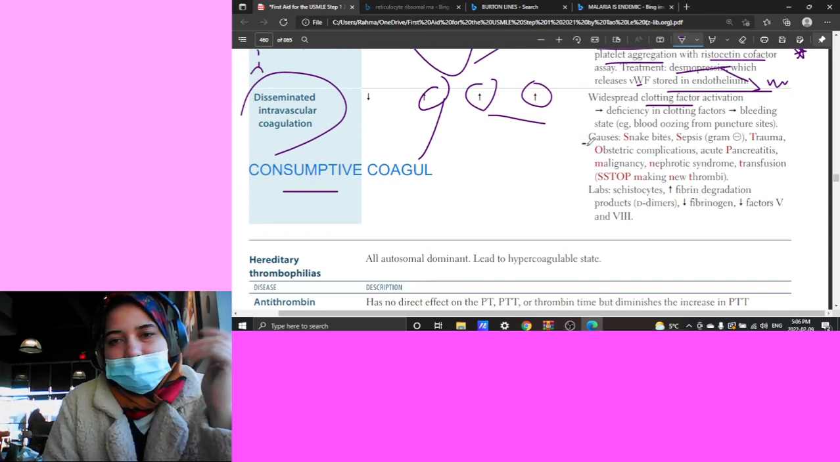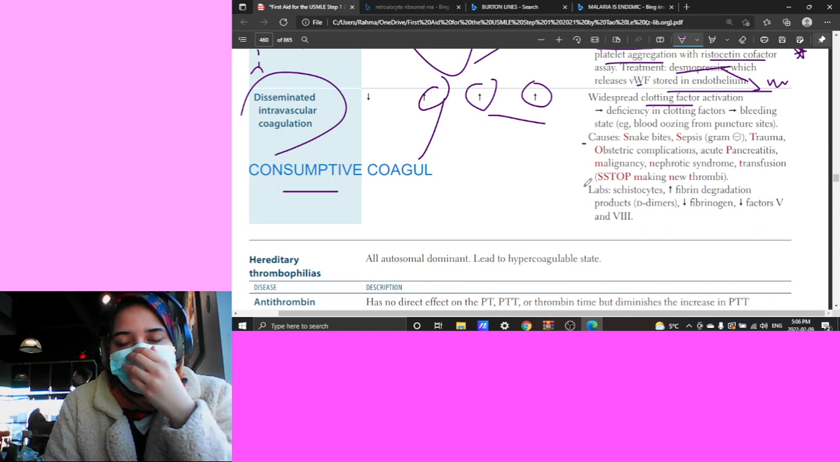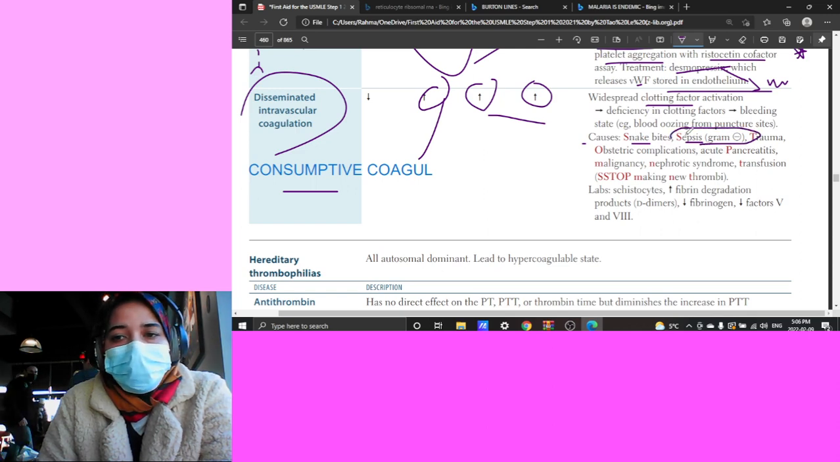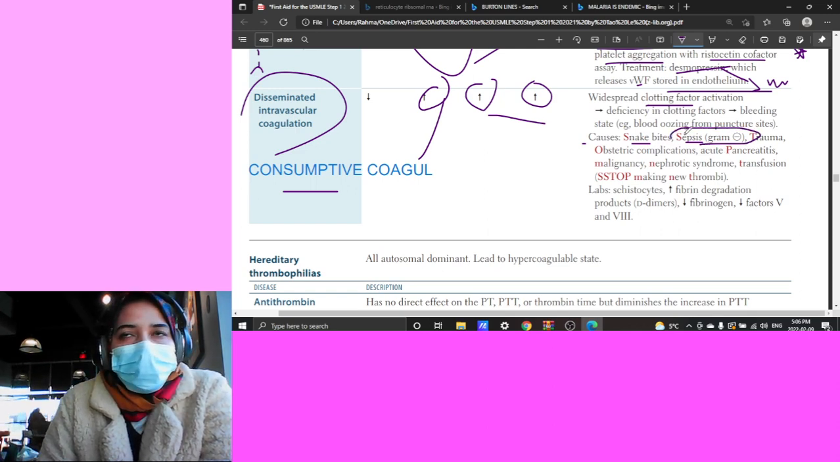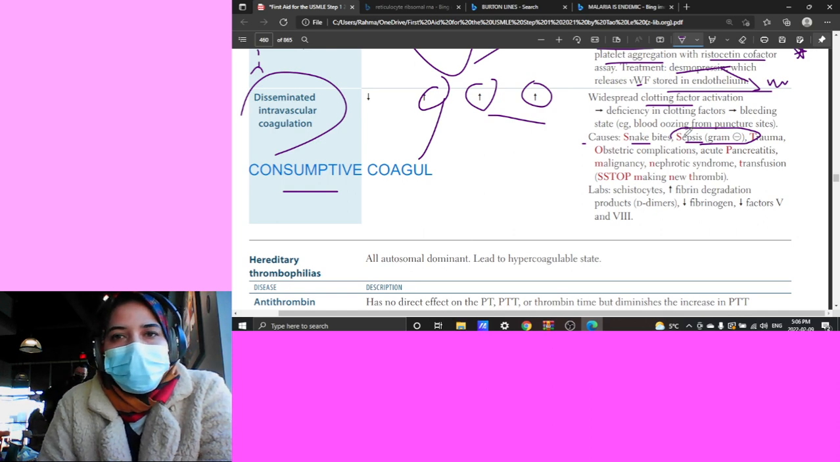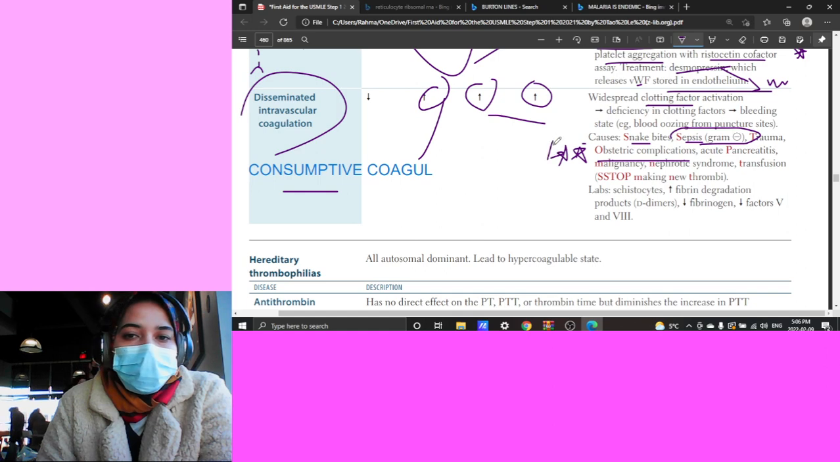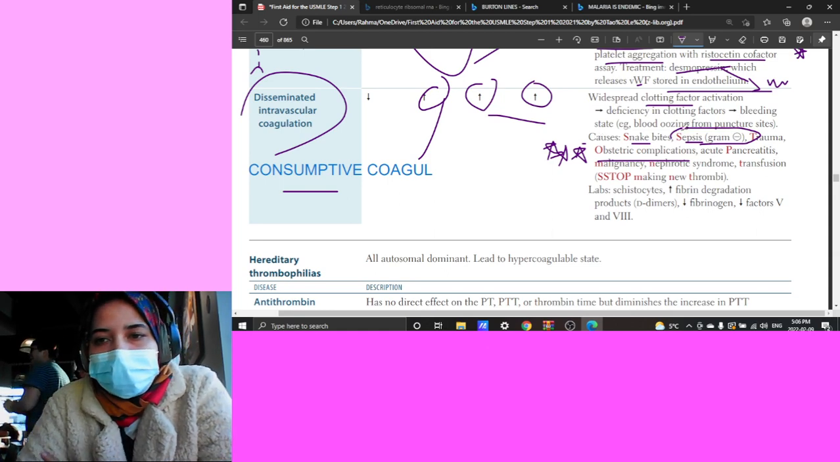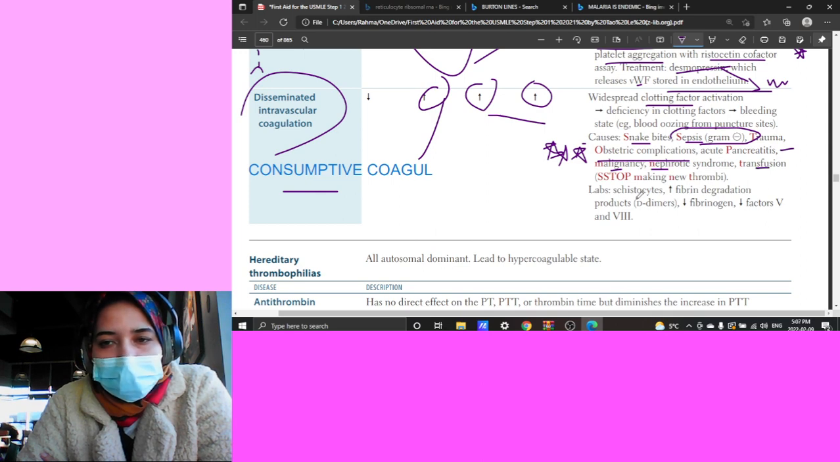It is very important to know the causes of DIC. Snake bite, sepsis. Sepsis is very important. If you have any questions on sepsis, somebody admitted to the hospital for a couple of days now has bleeding and oozing out of the IV site. Trauma. That's such a complication. This is so high yield for many, many reasons. Amniotic fluid embolism: amniotic fluid itself is very irritant and triggers the coagulation cascade. Then you have acute pancreatitis, malignancy, nephrotic syndrome, and transfusion.